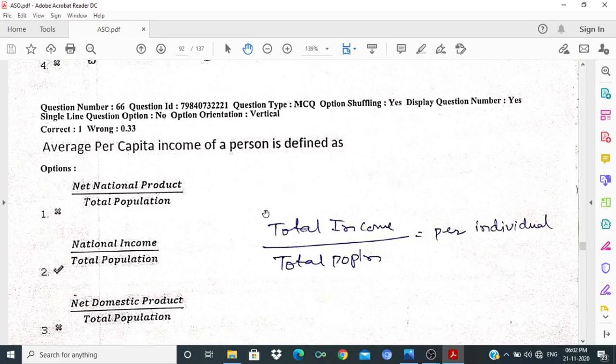Average per capita income of a person is defined as, this is a general question, total income divided by total population, which gives us the income per capita. Second option.